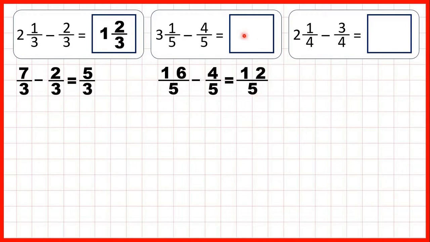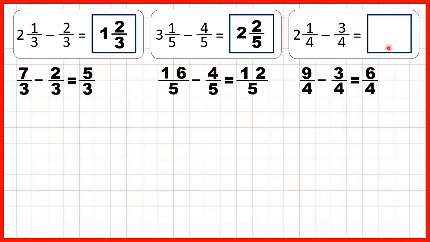But if we want to change that back into a mixed number, we can divide 12 by 5. That's 2 remainder 2, because 2 times 5 is 10, and then we need 2 more to get to 12. Finally, we have 2 and 1/4, and we need to take 3/4 away. 2 times 4 is 8, plus 1 is 9, so 2 and 1/4 is the same as 9/4. We're subtracting 3/4, so the denominator stays the same, and 9 minus 3 is 6.